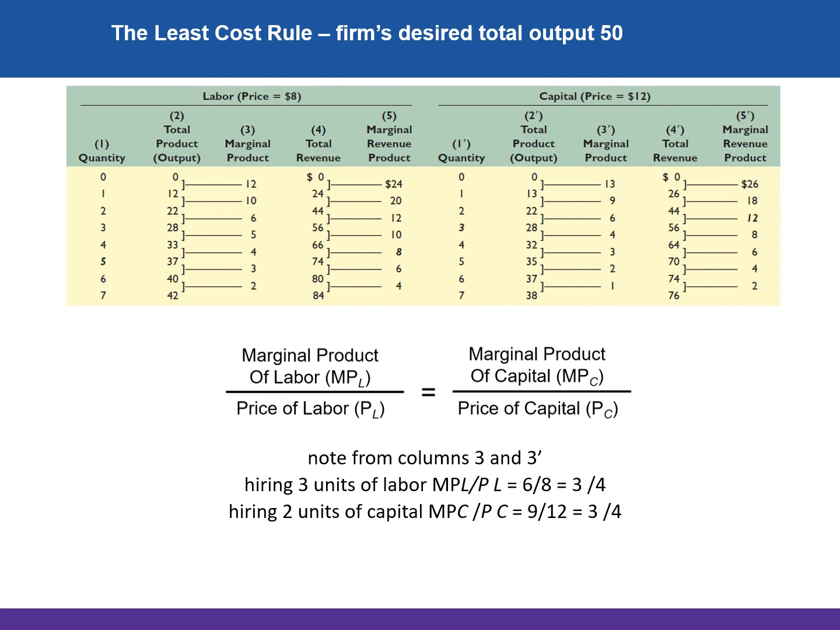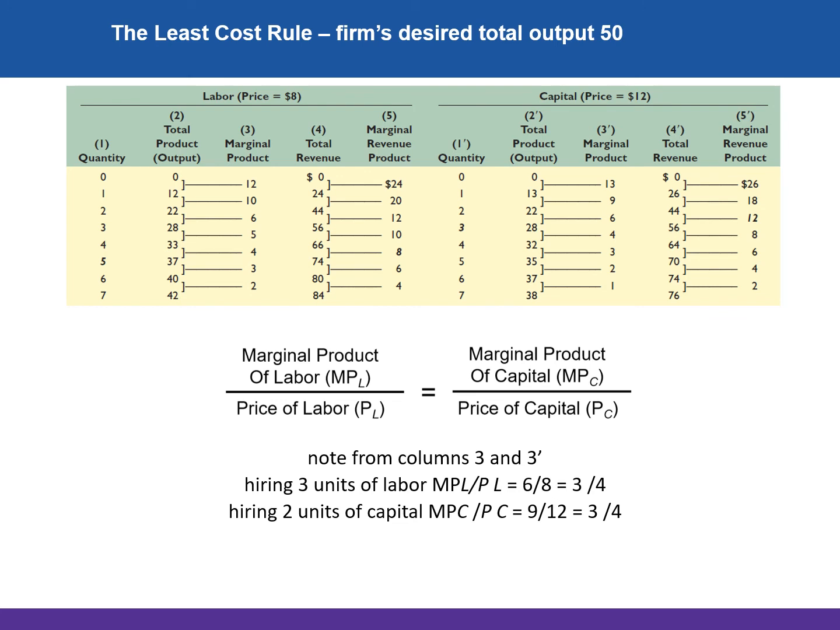Therefore, with the firm hiring 3 units of labor input and 2 units of capital input, the last dollar spent on each resource, labor and capital respectively, yields the same marginal product, and this firm has minimized cost for 50 units of output. One final note on this concept.